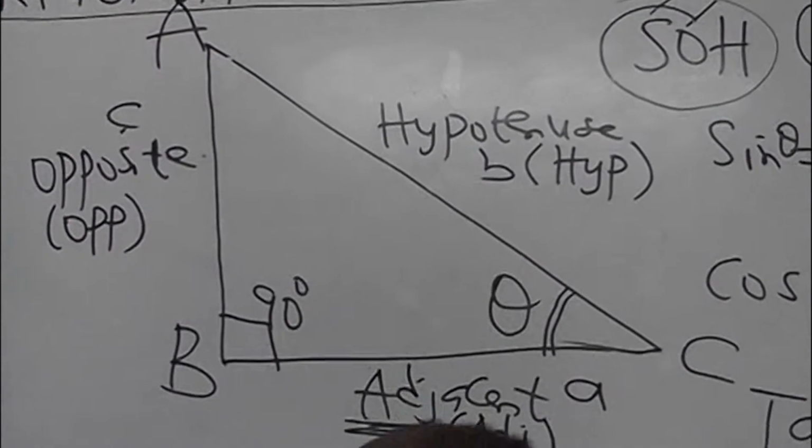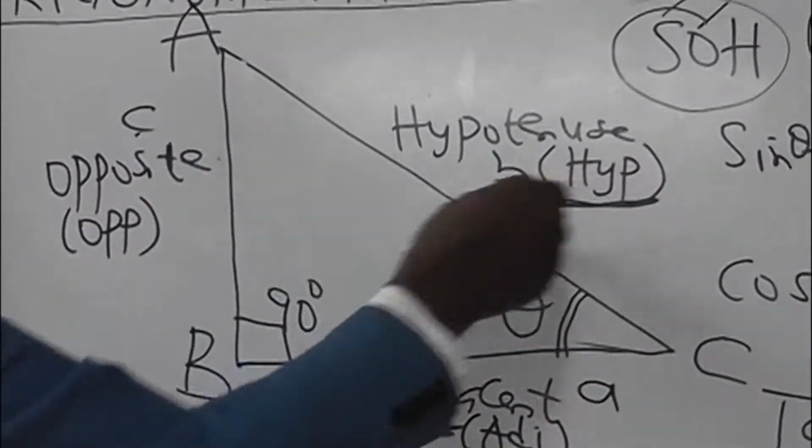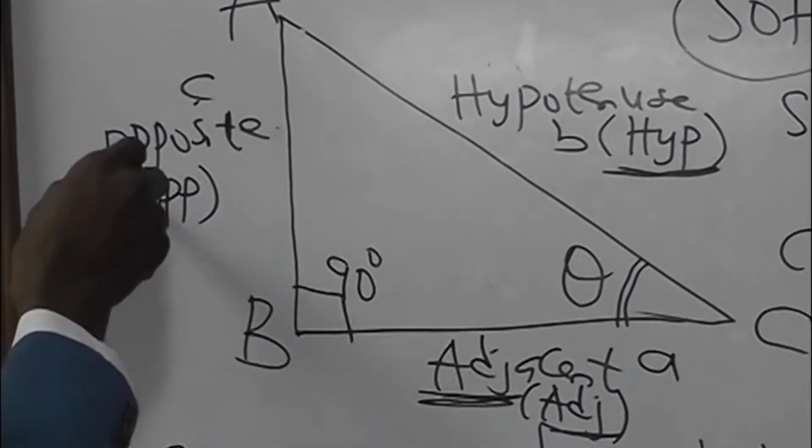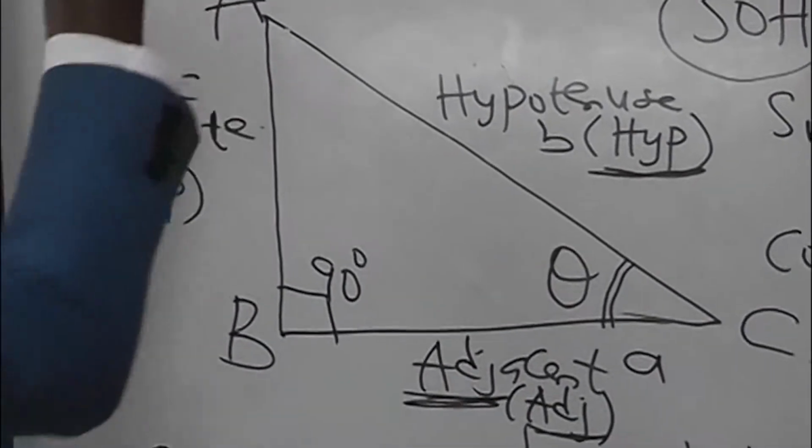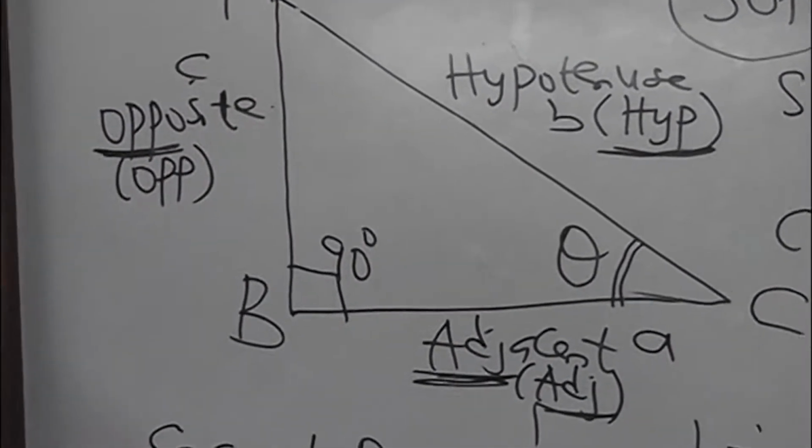That is where ADJ is coming from. HYP, the first 3 letters of hypotenuse, and OPP, the first 3 letters of the opposite side of the triangle.